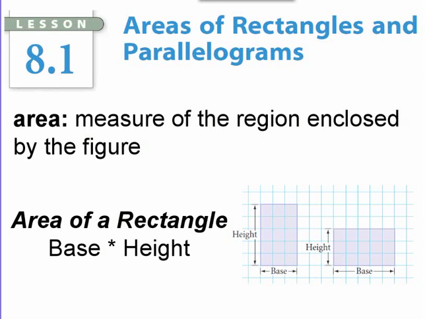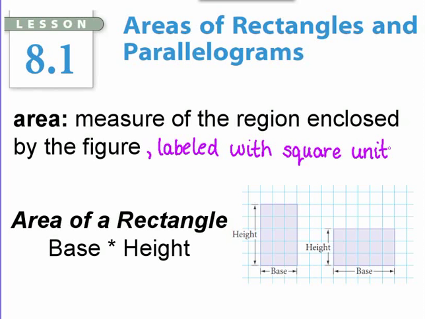And so real quick, we always label area with what? Square units. Because area refers to two dimensions, length and width. When we get into volume, that will deal with three dimensions, and as a result, we'll label those with cubic units. But this should be review.